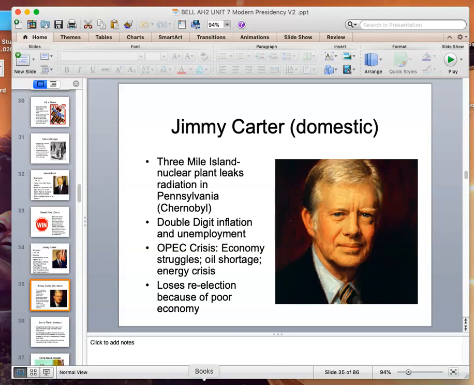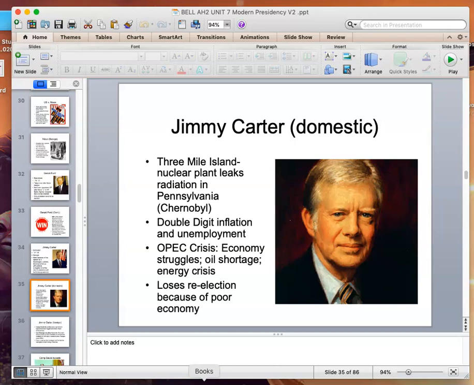So that becomes problematic as it means gas prices go up. So the economy is in turmoil and free fall. Inflation is at an all-time high, meaning prices are going up. Unemployment is at an extreme high. Gas prices are going up. Chernobyl happens, which is when a nuclear reactor melts down in Russia. Actually, it's not in Russia. Where's Chernobyl? Ukraine is where Chernobyl's at.